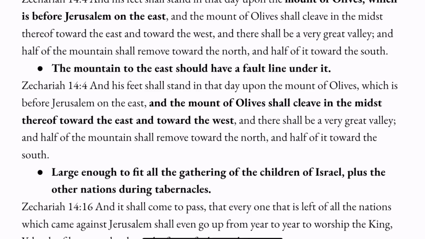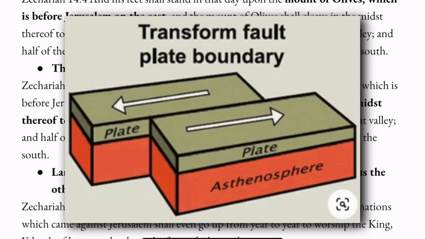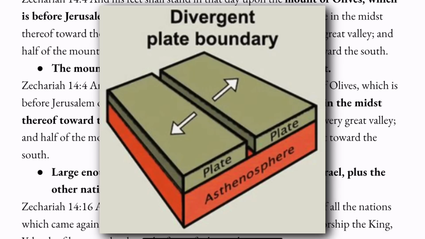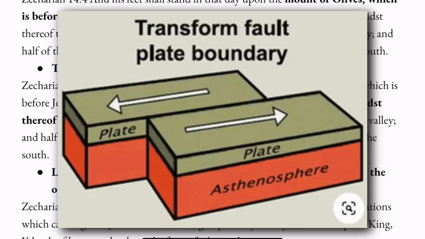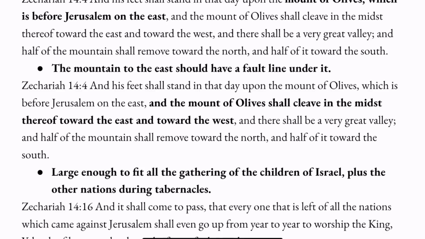So there should be a tectonic fault line under the mountain toward the east of Jerusalem. There should be a transform boundary, not a divergent boundary, because a divergent boundary will result in magma spill, and we don't want that. So it's got to be a transform boundary, meaning the tectonic plates would slide against each other. And we'll look at this in just a second, guys. I'm telling you, all the key elements have to match Jerusalem. Okay? All the key elements that we see in the scriptures have to match the real Jerusalem.